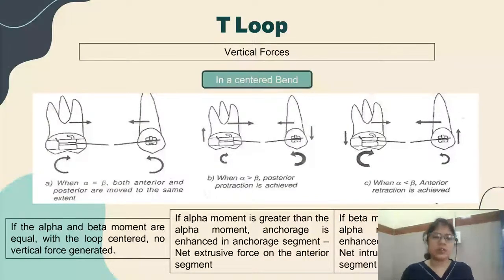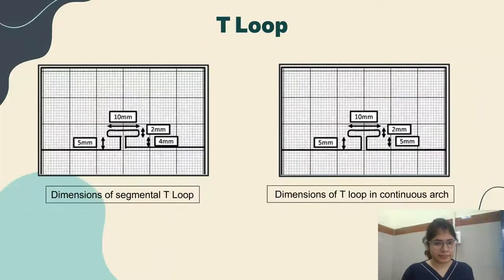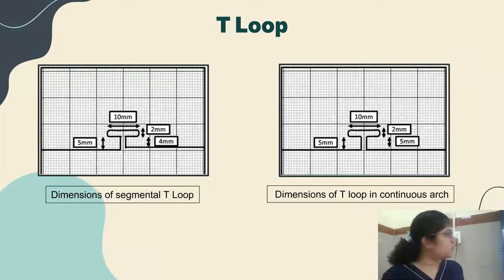So net extrusive force on the anterior segment. If beta moment is greater than the alpha moment, anchorage is enhanced in the posterior segment. So the side in which the movement is greater, that side acts as the anchorage unit, and the movement of the opposite side occurs.